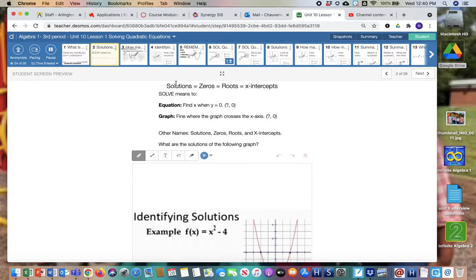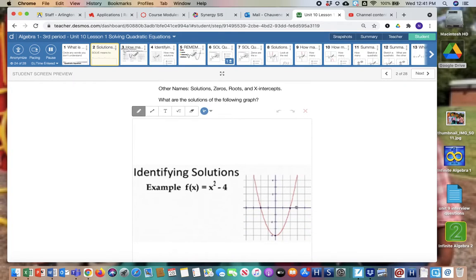So a lot of this is more just understanding the vocabulary. Let's remember that solutions, zeros, and roots all mean the same thing, and they are related with the x-intercepts. To solve means to find an x value when y is 0. So when we see this graph, I want to know what are the x values when y is 0. In other words, we want to find where they cross the x-axis, or the x-intercepts.